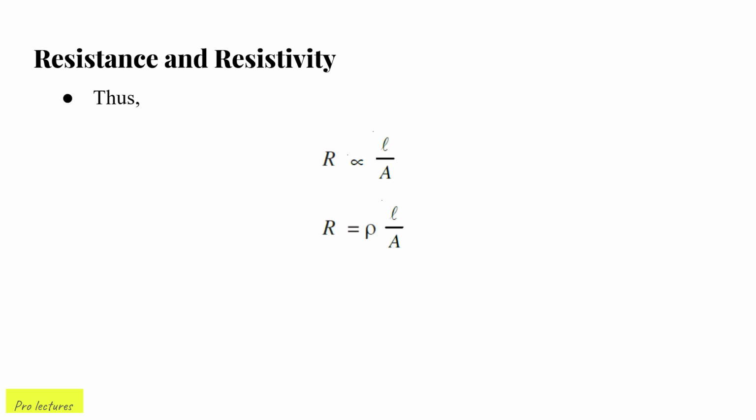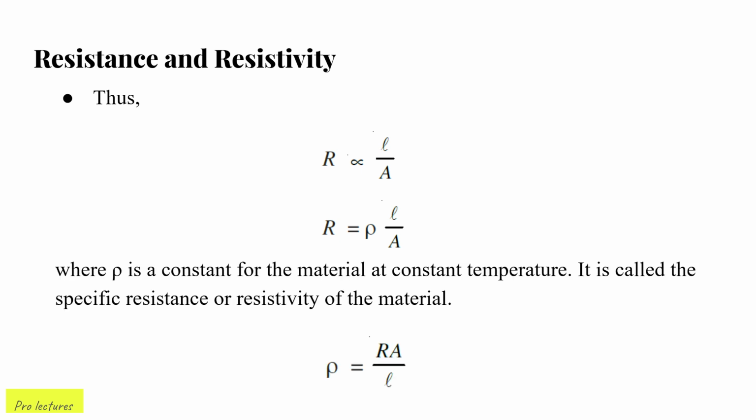So, combining these two facts, length and area, we can express the resistance of a wire R proportional to L by A, and the constant of proportionality is rho. Rho is known as the resistivity of the material, and it is what determines how strongly a material resists the flow of current. It is called the specific resistance or resistivity of the material. So we can write rho as RA by L.